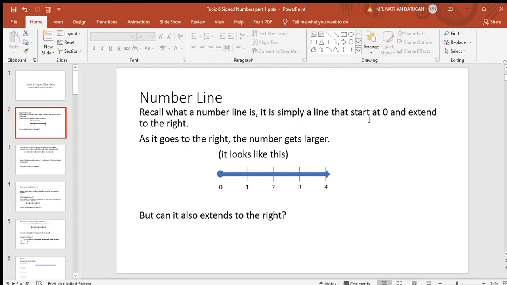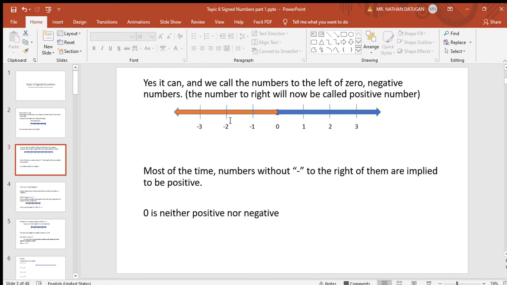But the thing is, the number line can also extend to the left. And when we extend the number line to the left, we get a new number set called negative numbers. Now, to differentiate the negatives from the old numbers, we call the old numbers positive numbers. 0 is called 0 because it's neither negative nor positive, but it sits in between them.